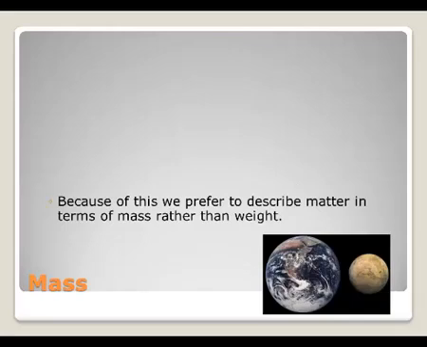Due to this, we prefer to describe matter in terms of mass rather than weight. Because if you were to go to Mars, your weight is going to be different. Your mass does not change, but your weight will.